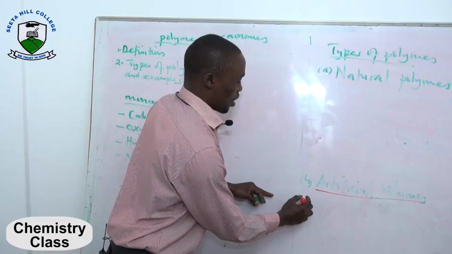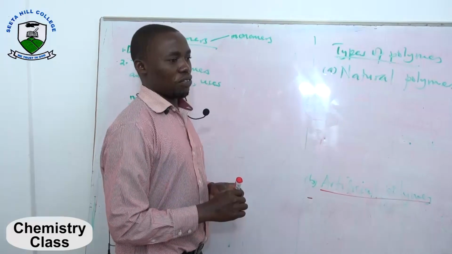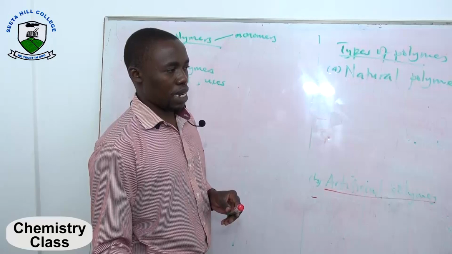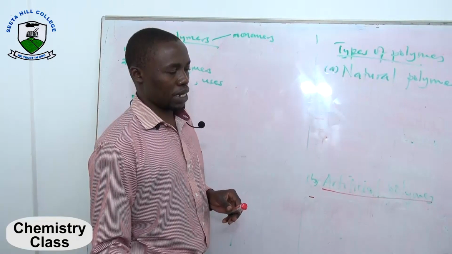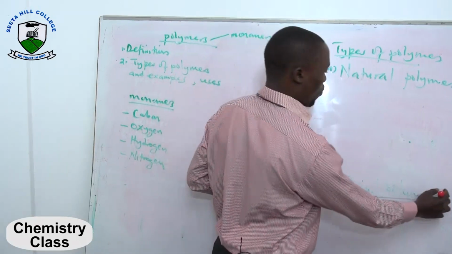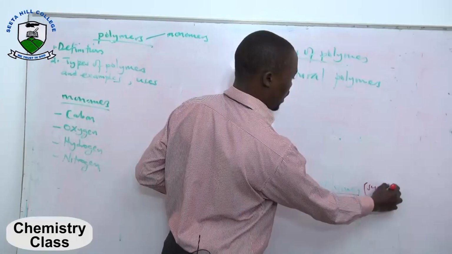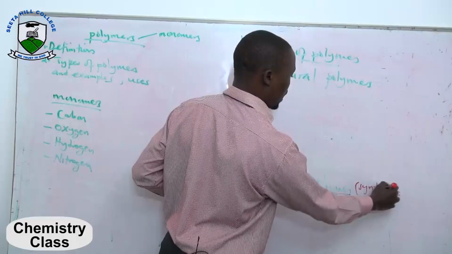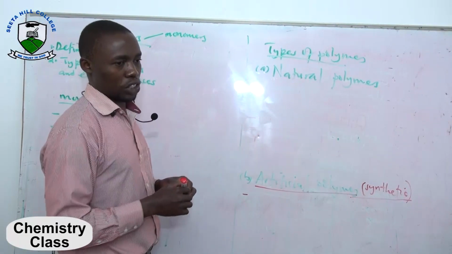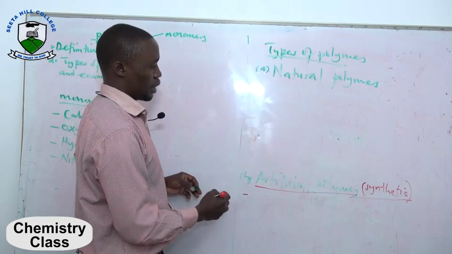Now, I will start with the first one. Artificial. To be artificial is to be man-made or made in the industry. The other word for artificial is synthetic. That the polymer is a synthetic polymer. To be synthetic is to be artificial.